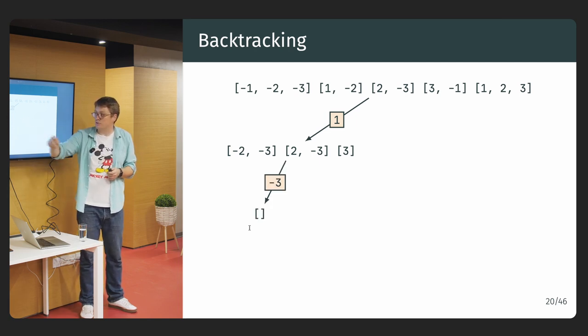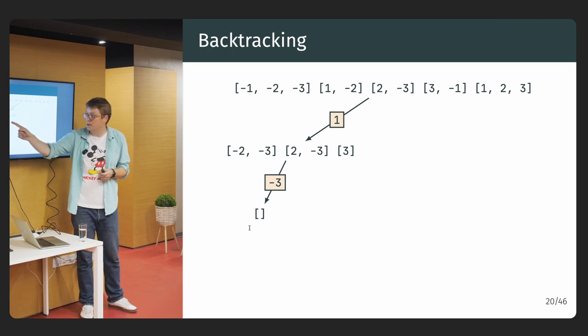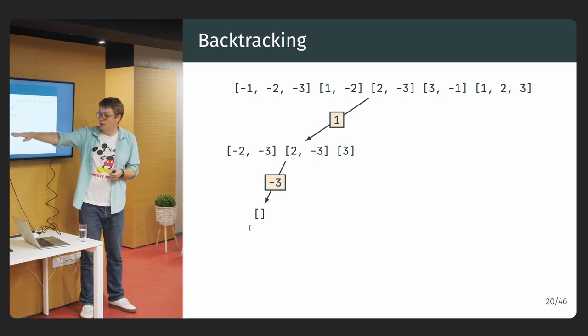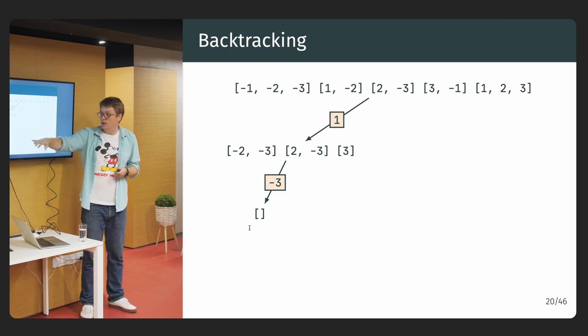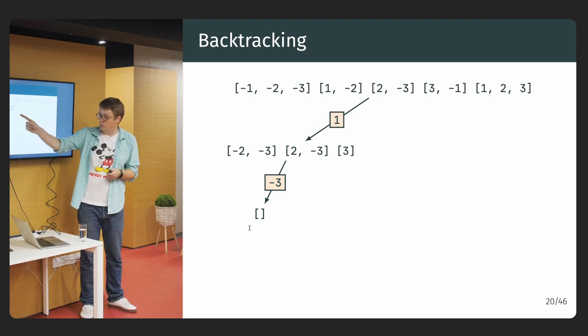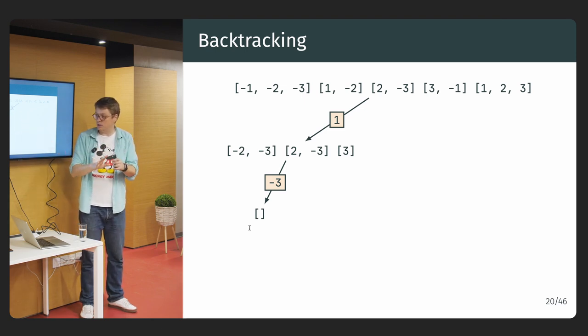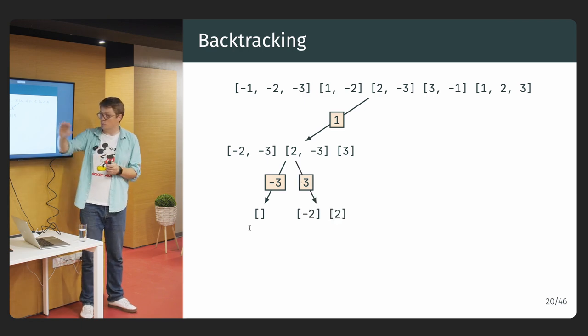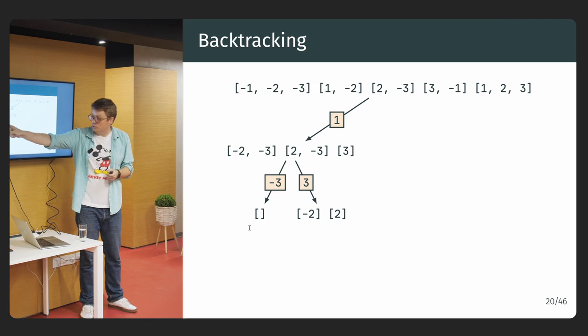Then we just try to satisfy it further. So we take minus three, for example. But if we take minus three, then this clause becomes empty. It is not satisfied. So in this case, there is an empty clause. And this is the point where we backtrack, because we haven't satisfied this clause. So the empty clause is a clause which is not satisfied. Okay, so we backtrack, and instead of minus three, we try to select three.